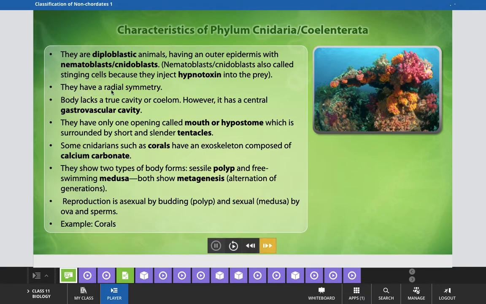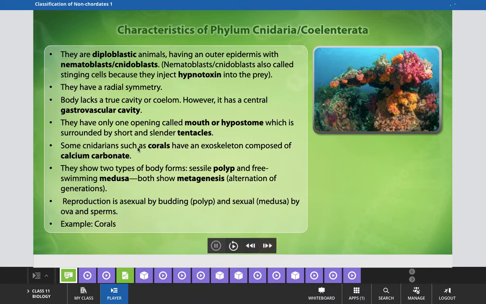They have radial symmetry on the basis of symmetry. The body lacks a true cavity or coelom. However, it has a central gastrovascular cavity which is known as coelenteron, on the basis of which the name Coelenterata is given. They have only one opening called the mouth or hypostome, which is surrounded by short and slender tentacles.